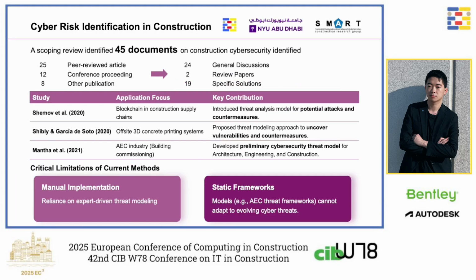To comprehensively manage cybersecurity risks, the first step is to identify the risks that may arise across each project phase. A recent scoping review reveals a stark reality. Only 45 applications address construction cybersecurity, and just 3 are relevant to cyber risk identification. Existing methods like threat modeling are predominantly manual and static, leading to time-consuming processes, potential biases, and fragmented solutions that cannot adapt to evolving threats. Therefore, automating cyber risk identification is imperative.